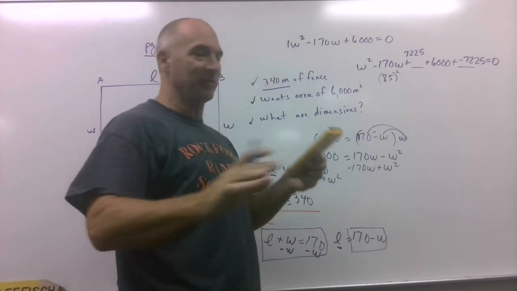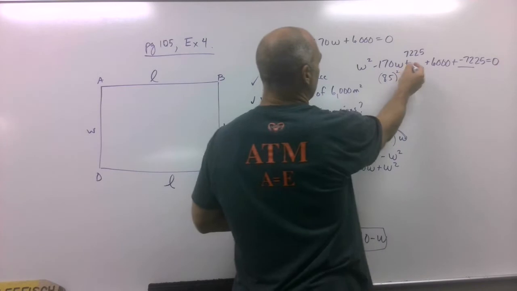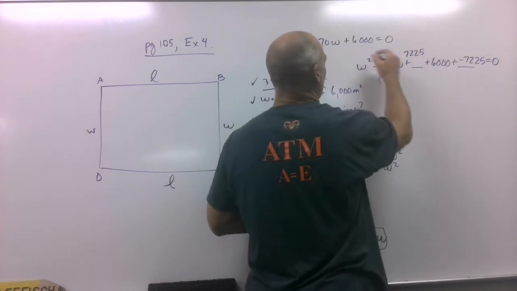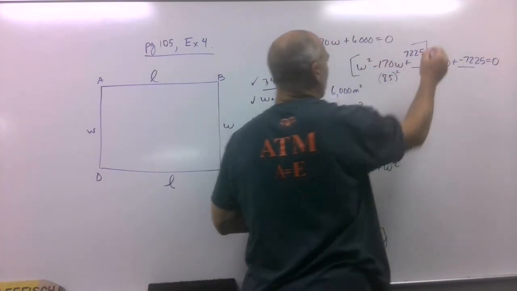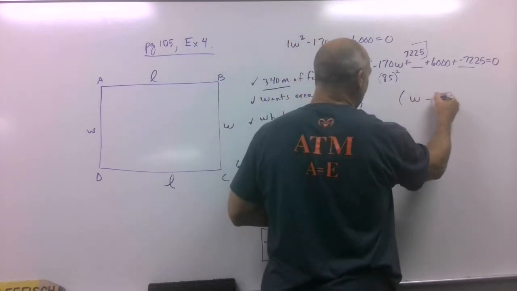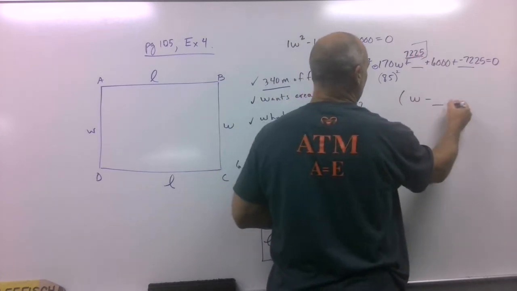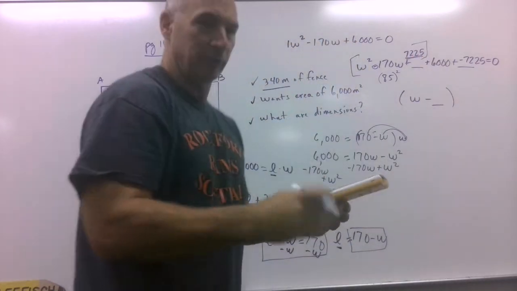I know it's crazy looking, but this right here is a perfect square trinomial if I was to put brackets around that, which I know is going to be W minus, because of that. Now, if I just take the square root of that number, it'll tell me what to put in that blank. So give me a second.